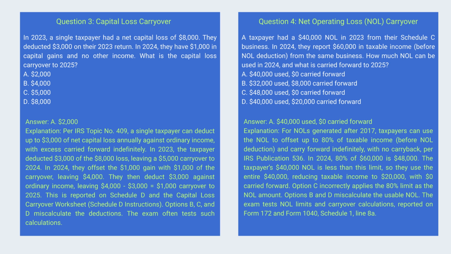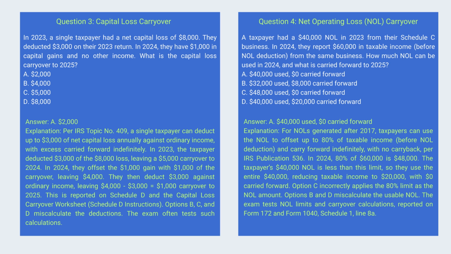Question number 4. Net operating loss, NOL, carryover. A taxpayer had a $40,000 NOL in 2023 from their Schedule C business. In 2024, they report $60,000 in taxable income before NOL deduction from the same business. How much NOL can be used in 2024? And what is carried forward to 2025?